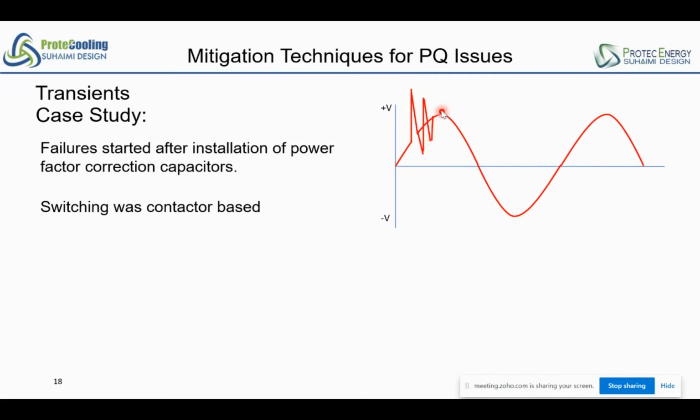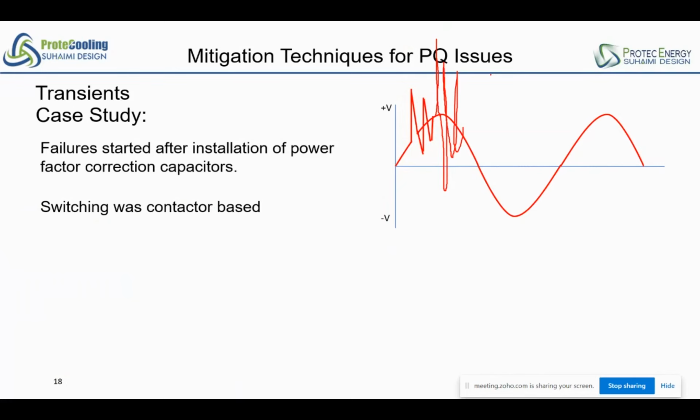So let's say the switching happens at 30 degrees. This would be the probable magnitude of the transients. Now instead of that, if the switching happens at the peak of the waveform, then our transient will be of very high magnitude, because we are doing the switching at the peak of the waveform.